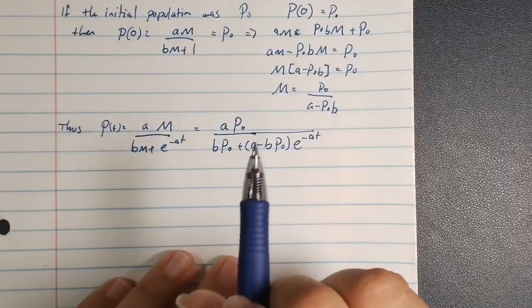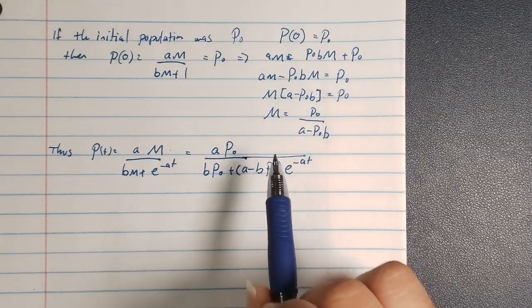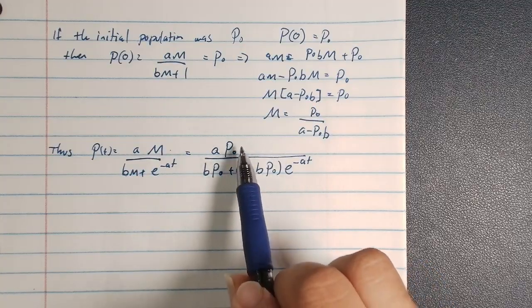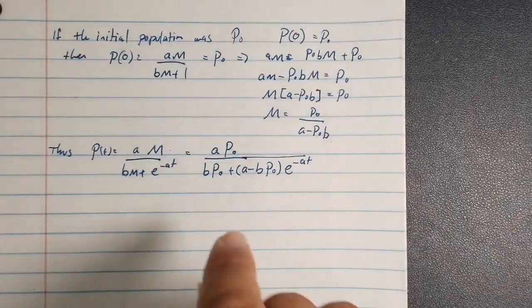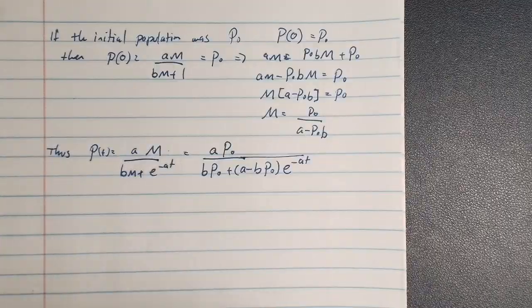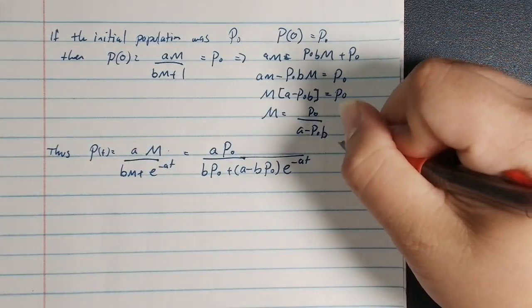And this is an alternate version of the logistic equation, the logistic function, but this one is in terms of the initial population, which is a little bit more useful in application because you can just plug in initial values directly here. This is just an alternate form of what we call the logistic function.